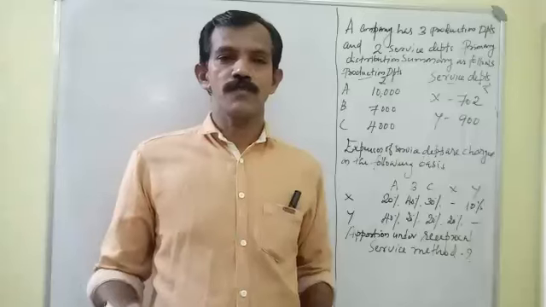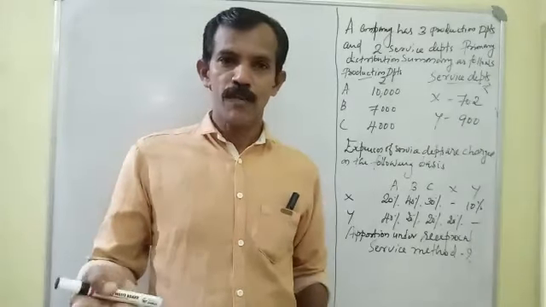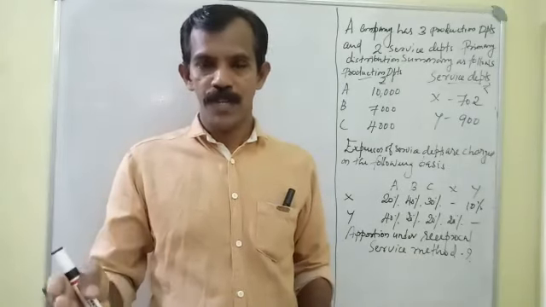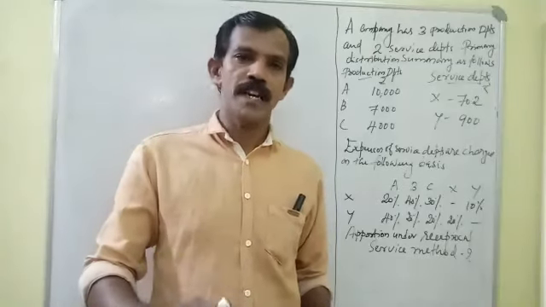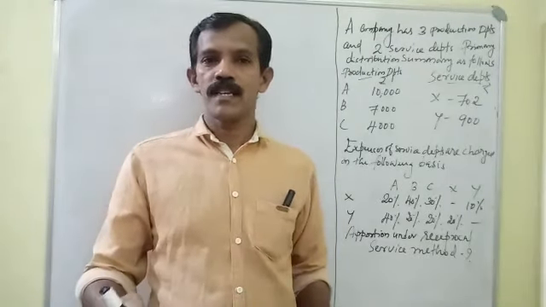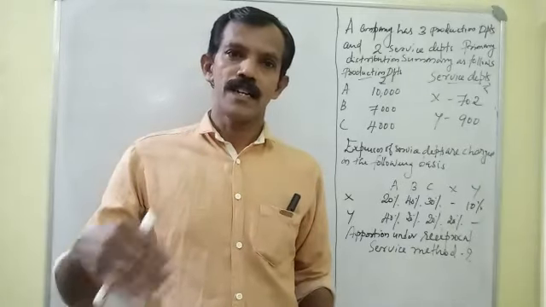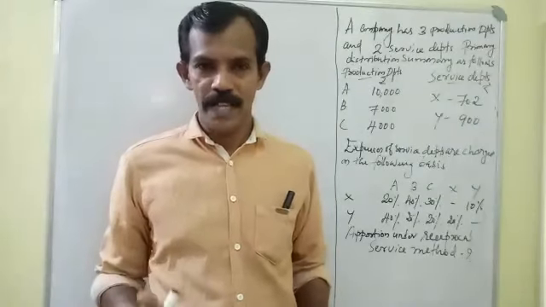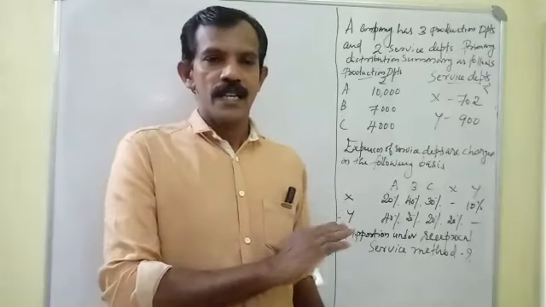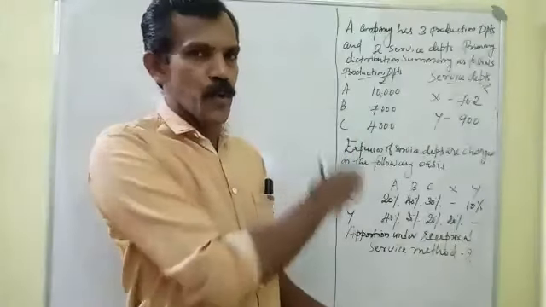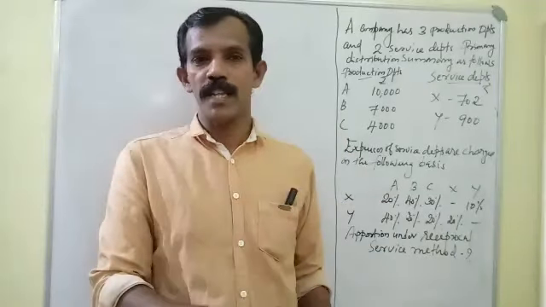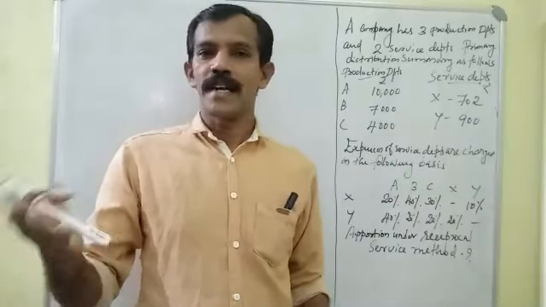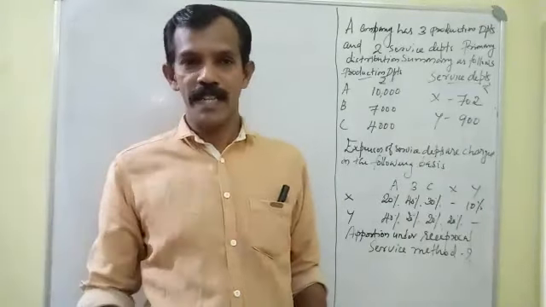In our reciprocal services method, for redistribution of overheads, we have three methods. We can opt among these three methods. First method is simultaneous equation method. Second method, repeated distribution method. And then third method is trial and error method. Here, firstly, we solve this problem by using simultaneous equation method, then by using repeated distribution method, and then thirdly by using trial and error method.